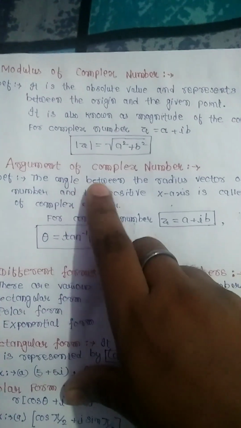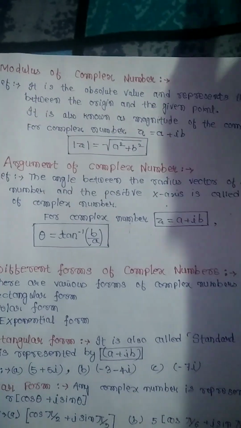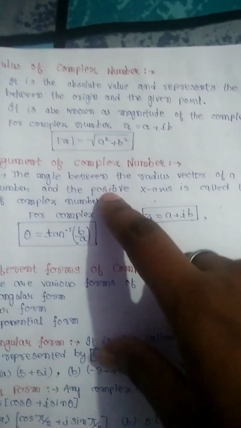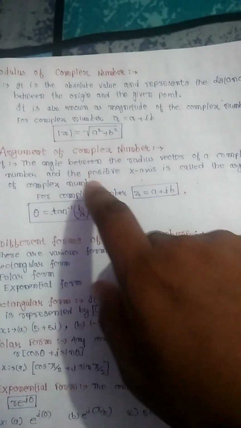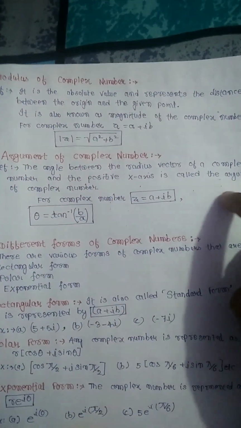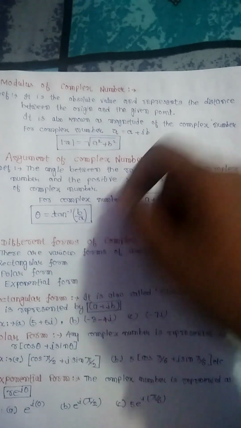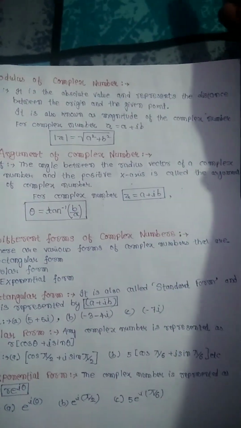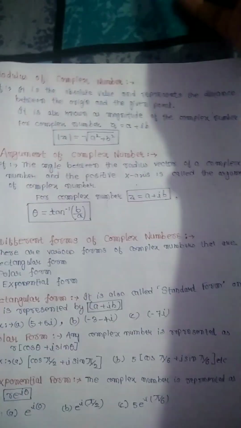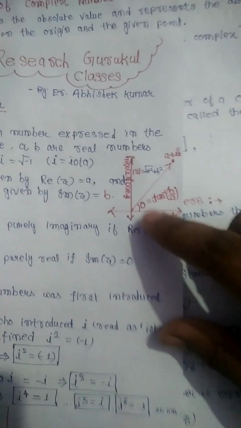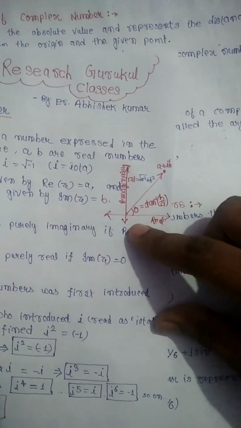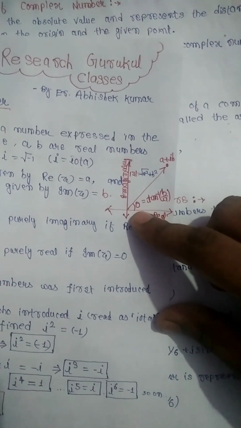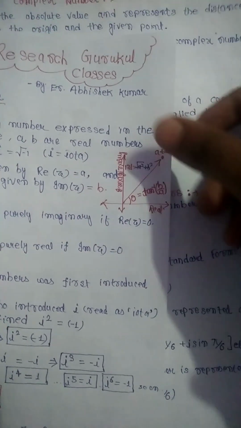So next is the argument of a complex number. As I have already explained, it is basically the angle between the radius vector of a complex number and the positive x-axis, and it is called the argument of the complex number. For any complex number a plus ib, theta equals tan inverse b by a. So this angle between the real axis and a plus ib is theta, and that theta is tan inverse b upon a. So this is the argument of a complex number.